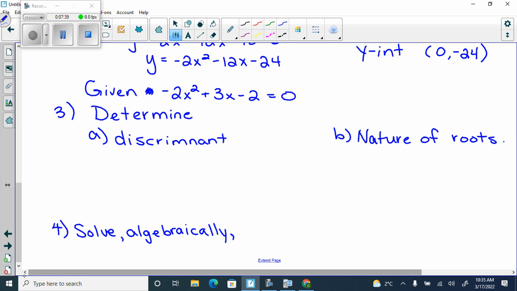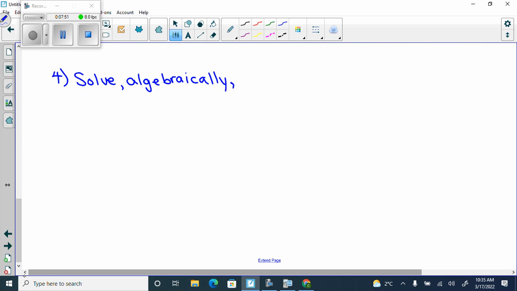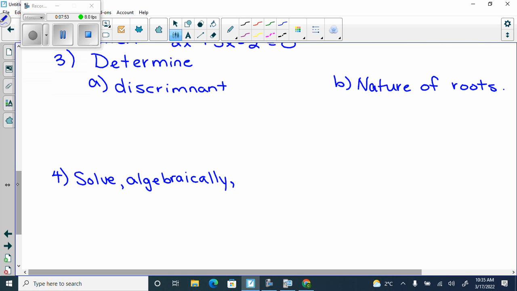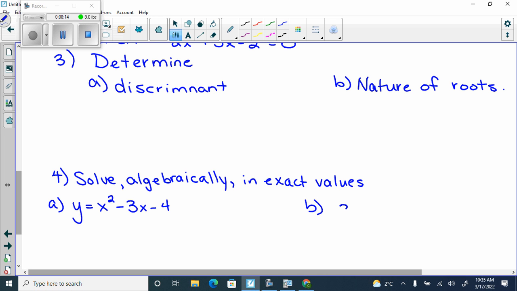Factor or quadratic formula. Factoring sometimes works, quadratic formula always works. Okay? I'm going to make you solve algebraically and then in exact values, which means not decimals. A is going to be y equals x squared minus 3x minus 4. And B is going to be 3x squared plus 6x equals 4.